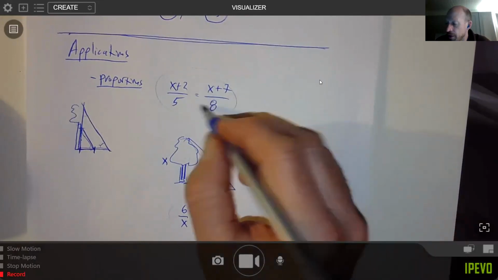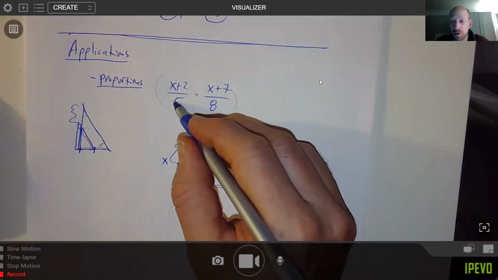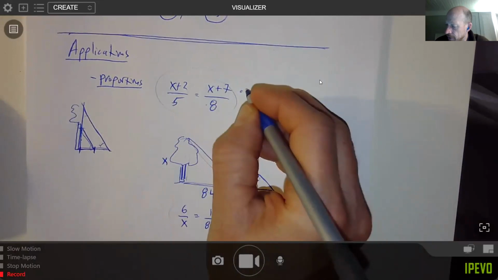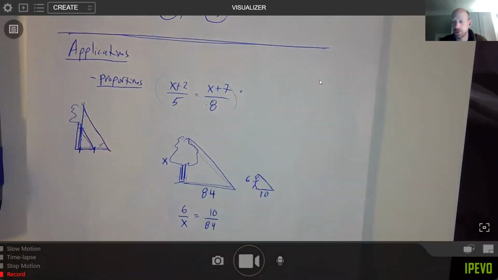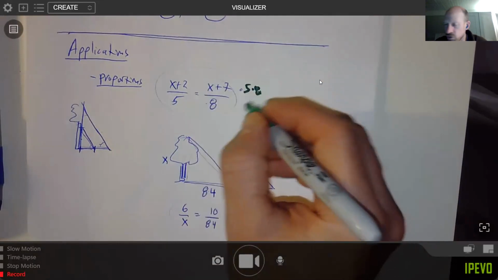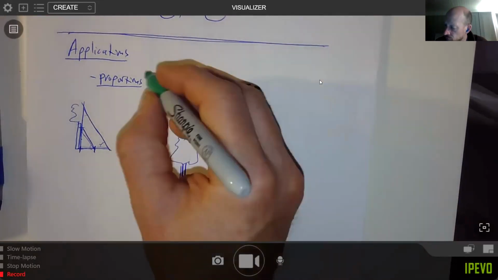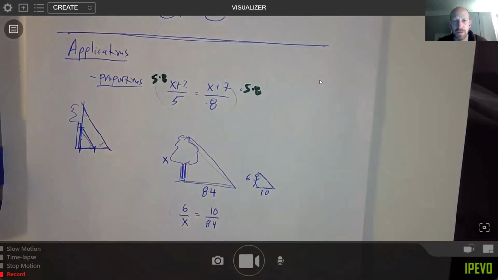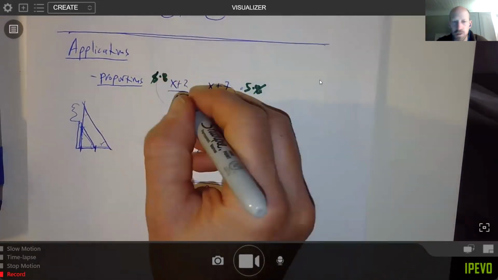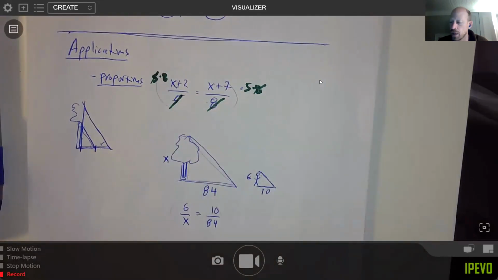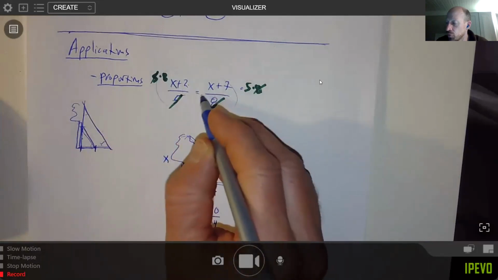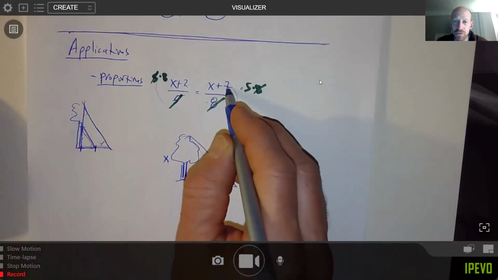We would multiply both sides to clear the denominators. So here I would multiply by my green marker, right? And I'd multiply by 5 times 8. There's no common factors there. So I multiply over here times 5 times 8. Right? And here the 8s would cancel. Here the 5s would cancel. And so what you get is 8 times x plus 2 equals 5 times x plus 7.